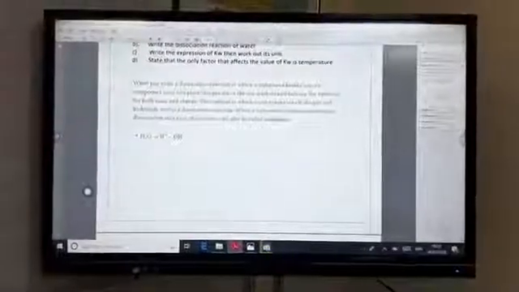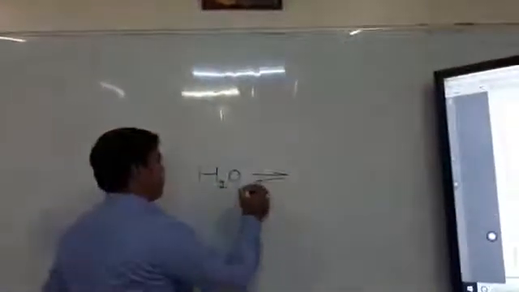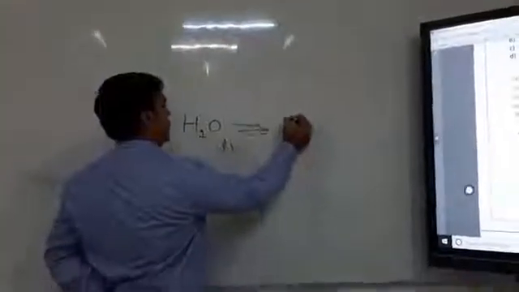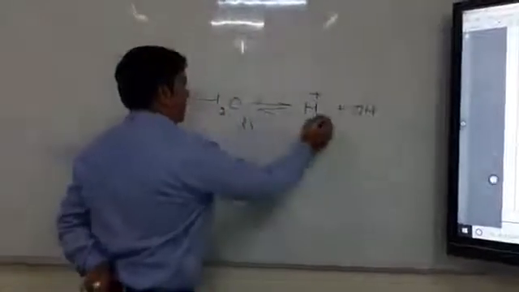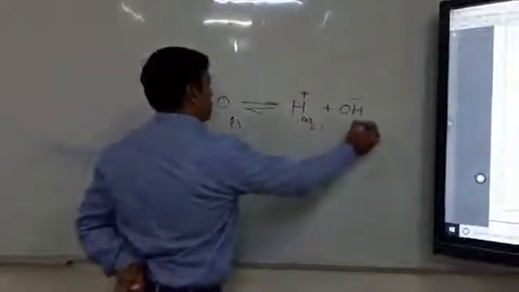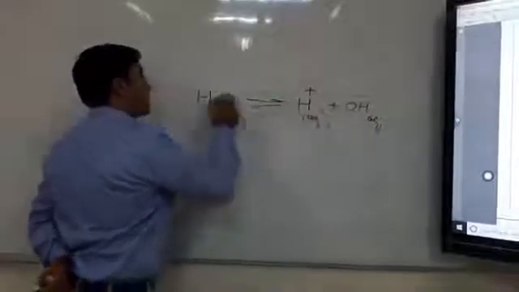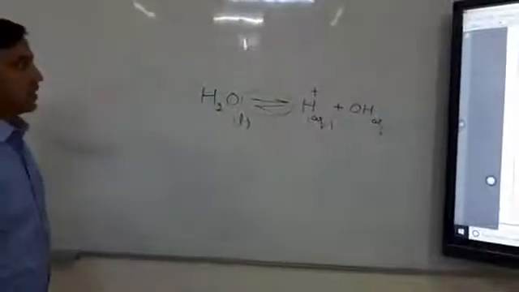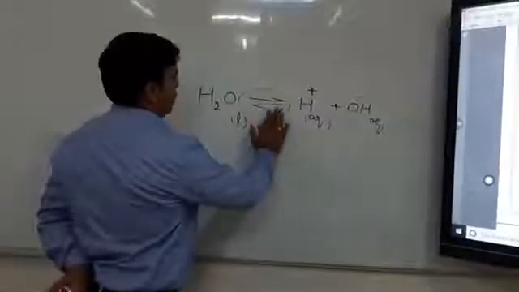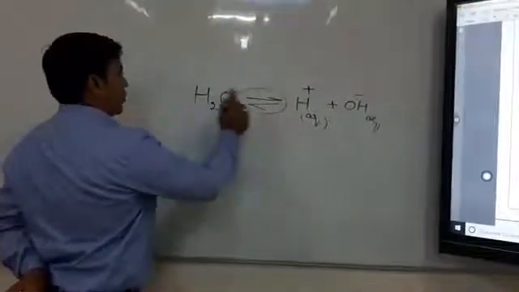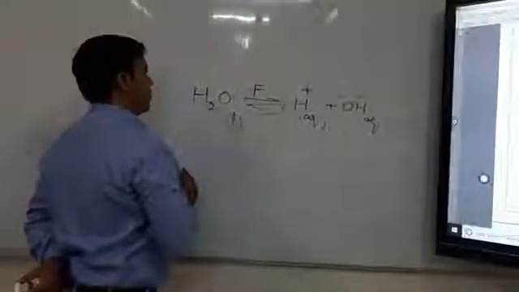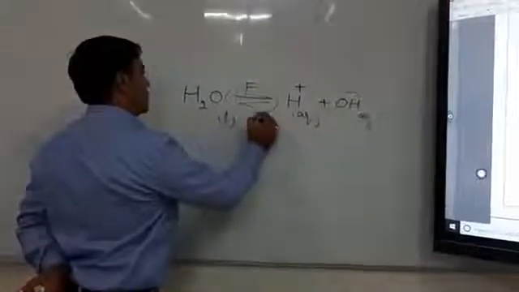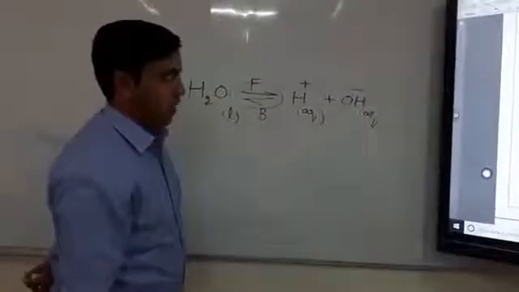Look at the board to see how to break the water molecule. H2O is present in liquid form, and when it breaks down, it will dissociate into hydrogen ion plus hydroxide ion. Both are in aqueous solution, and this reversible arrow represents that this reaction is going forward as well as backward. So this half arrow represents the forward reaction, we can write F for that, and this is the backward, or you can call it reverse, reaction.